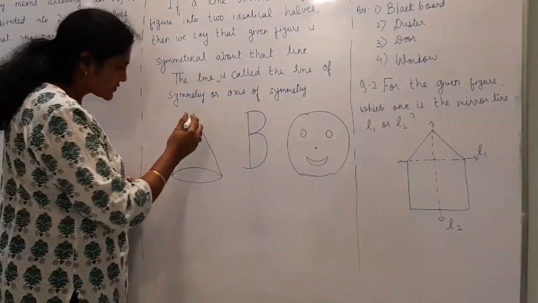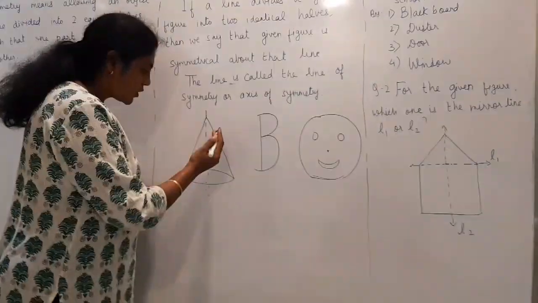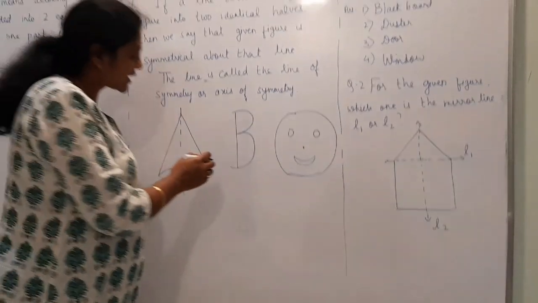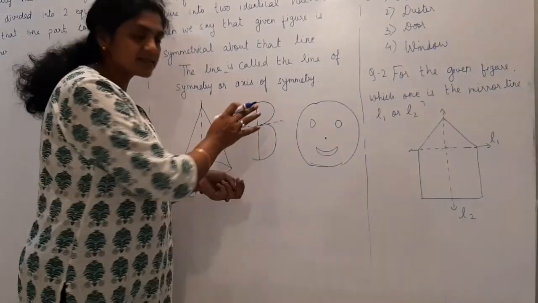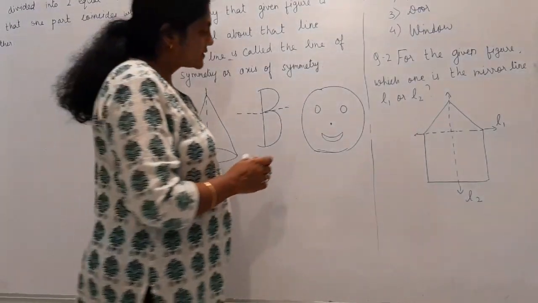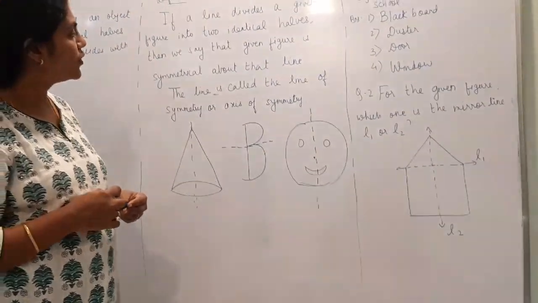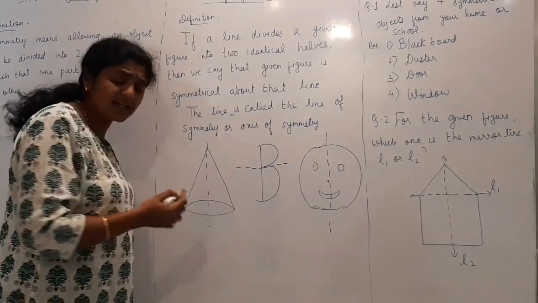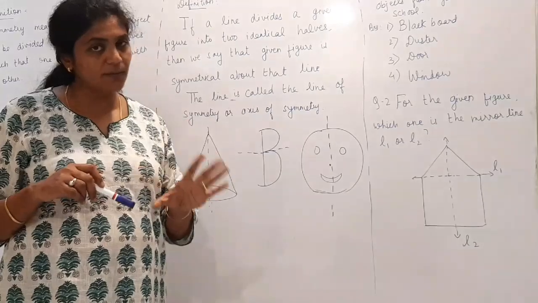So here the line of symmetry will be vertical, such that if you fold about this line, both parts will match. Second will be this. If you fold like this, again these two halves will coincide with each other, and third will be this. So I have given some examples. You know how to draw the line of symmetry even if an alphabet or any shape is given, for example. You have to recognize the lines of symmetry.